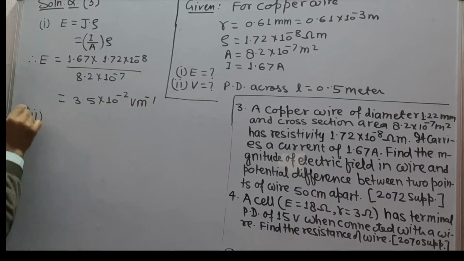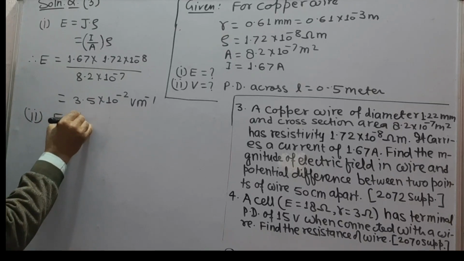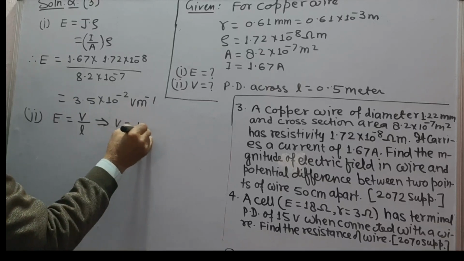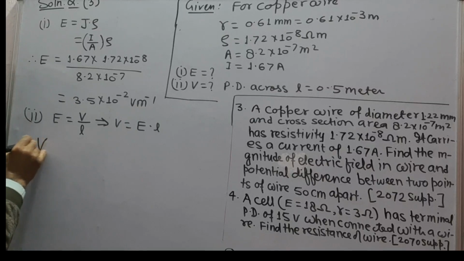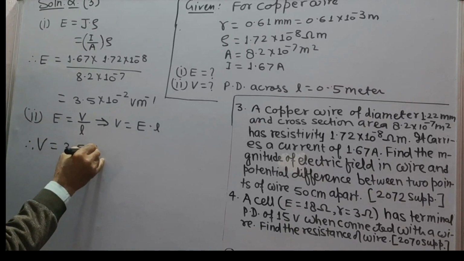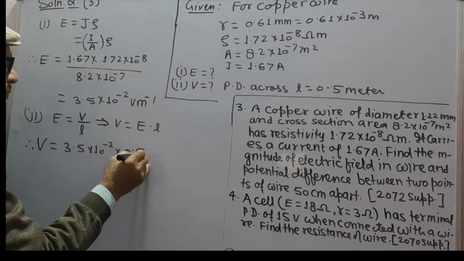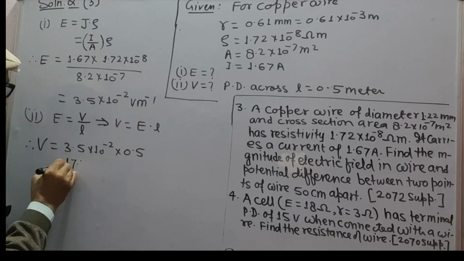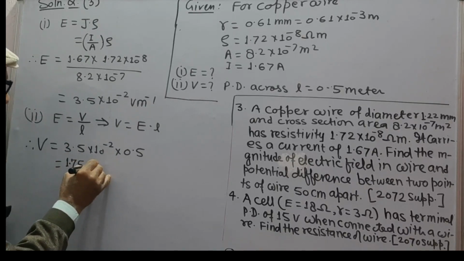Second part, E is also known as potential gradient. It will be V by L. Therefore, V will be equal to E into L. Therefore, V will be equal to E is 3.5 into 10 to minus 2 and L is 0.5. So, we get V as 1.75 volt.